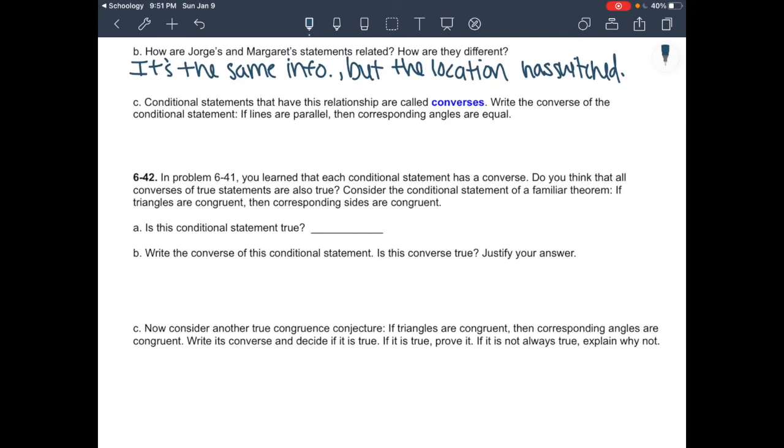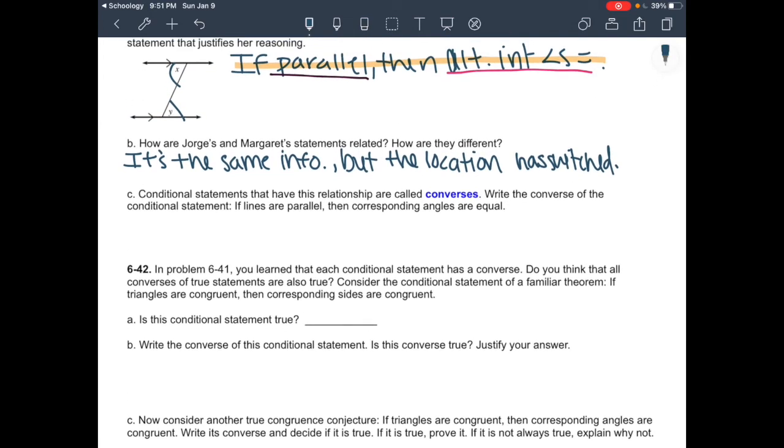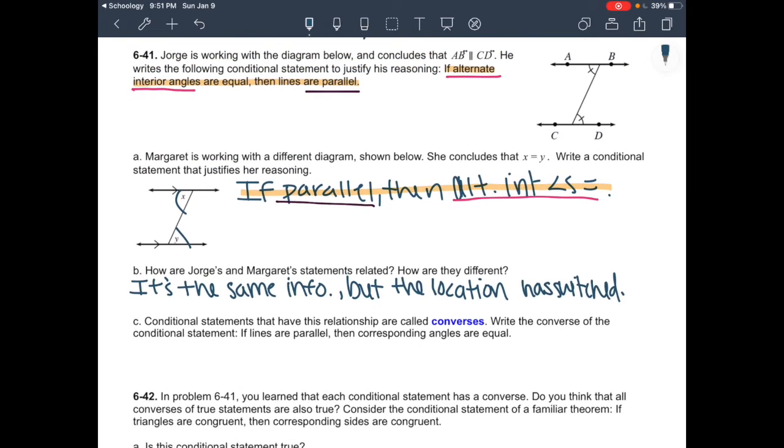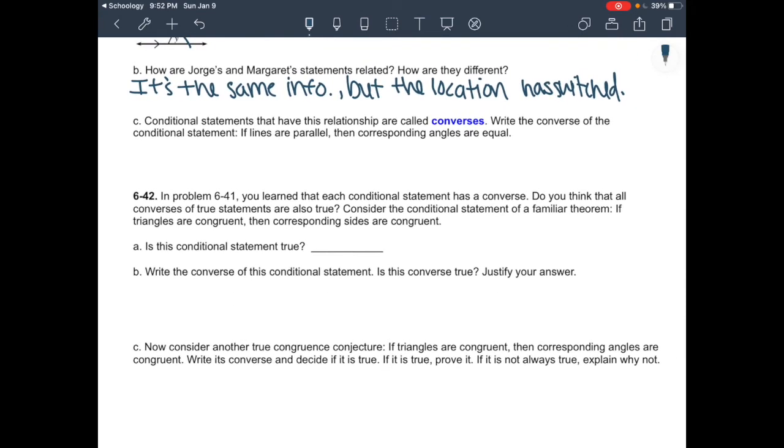In the next part, it says conditional statements that have this relationship are called converses. So let's just remind ourselves what that is. If alternate interior angles are equal, then lines are parallel. But then if parallel, then alternate interior angles are equal. What's happening is they're switching. That's called converse. So it says write the converse of the conditional statement: if lines are parallel, then corresponding angles are equal. So we just have to switch the information inside here.